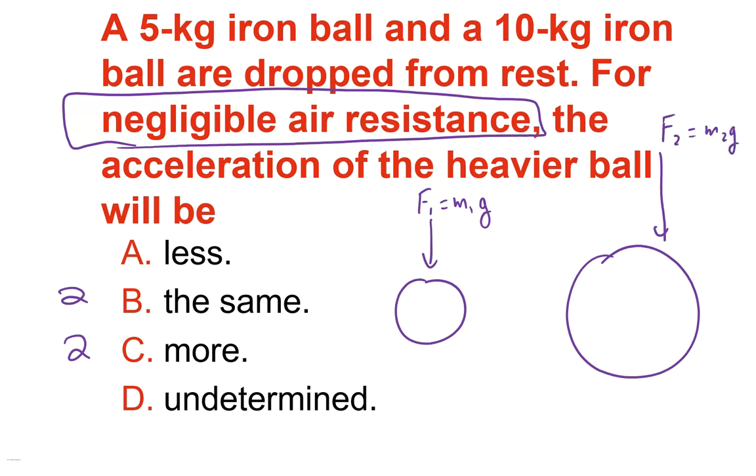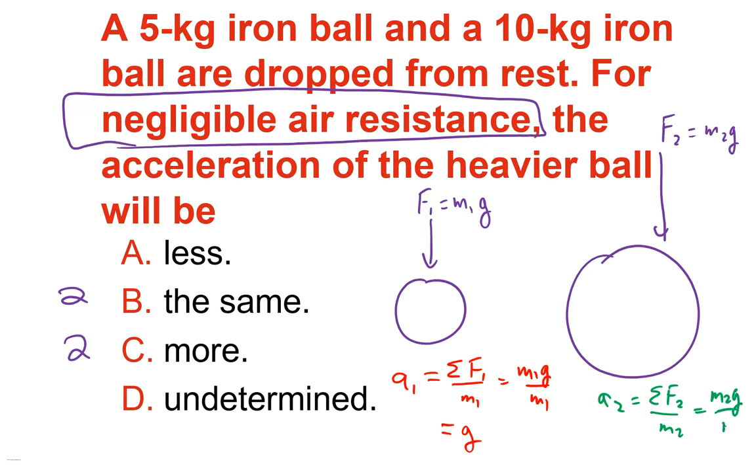But then if we use Newton's second law on these balls, acceleration 1 is equal to the sum of the forces on 1 divided by M1, which is M1G over M1 equals G. And if I go to number 2, acceleration 2 is equal to the sum of the forces on ball 2 over M2, equals M2G over M2, equals G. So they're both going to fall with an acceleration of G. Doesn't matter which one has more mass.